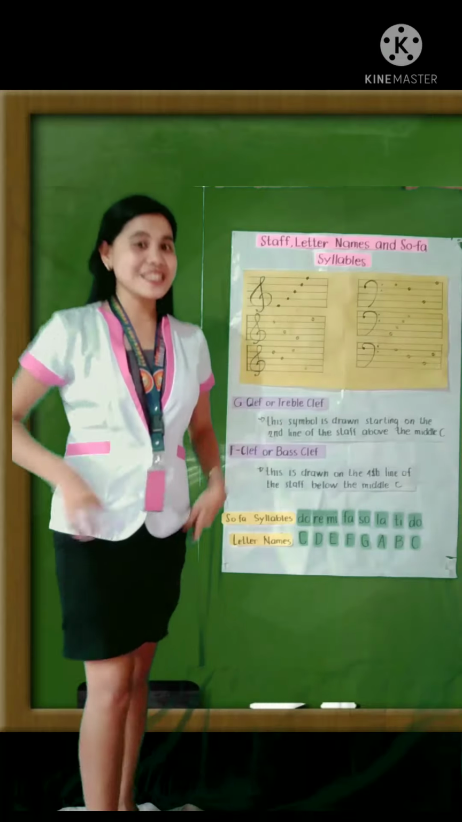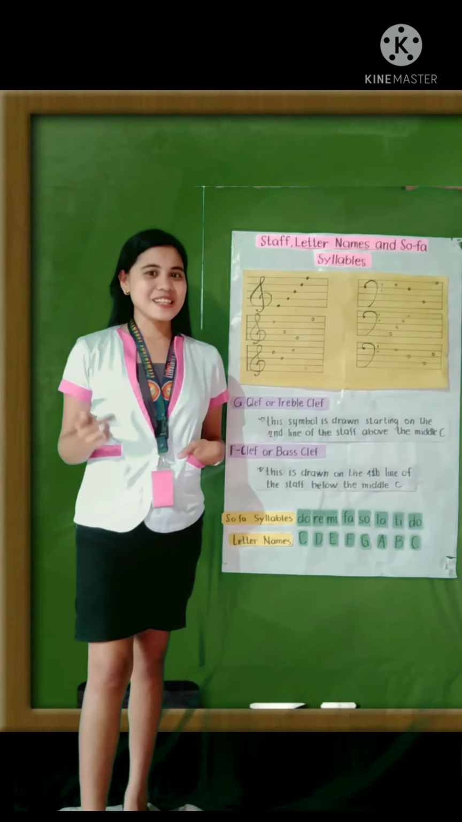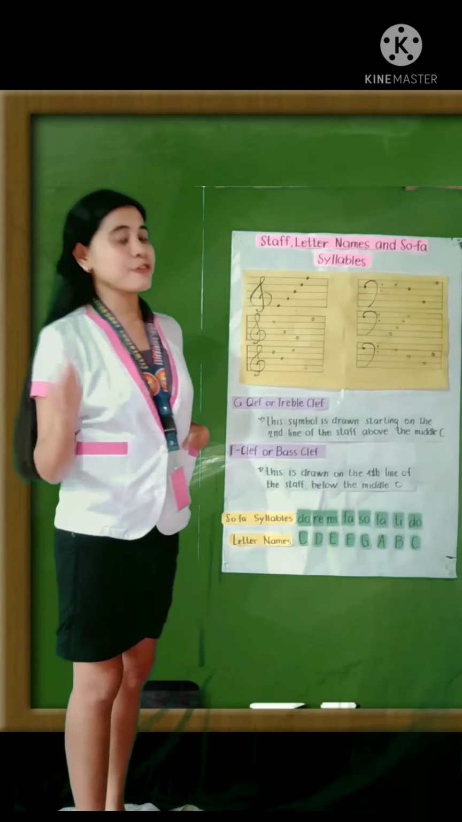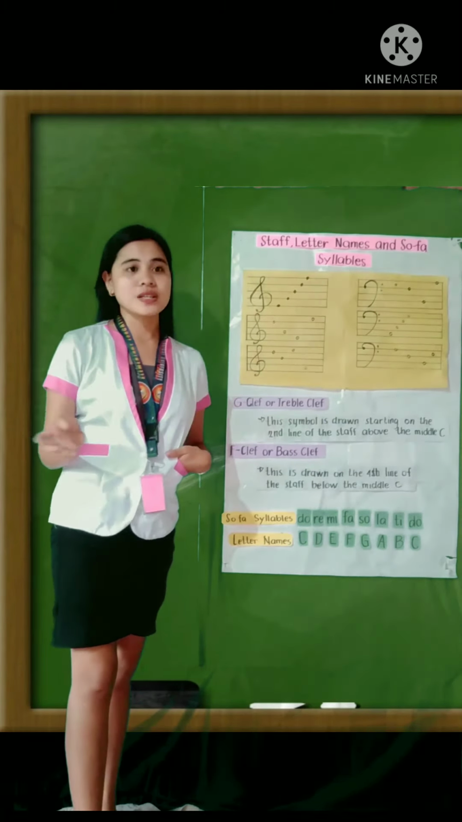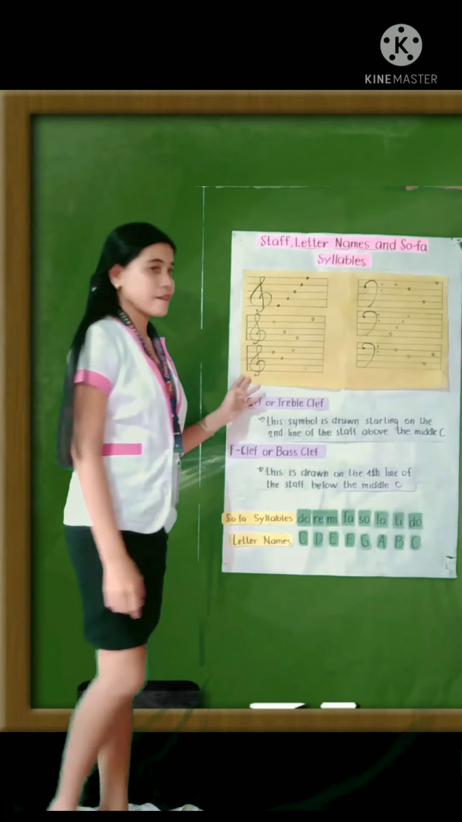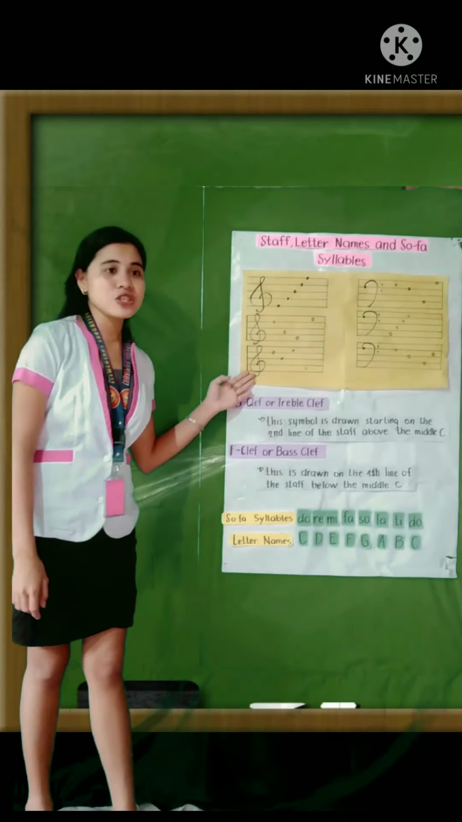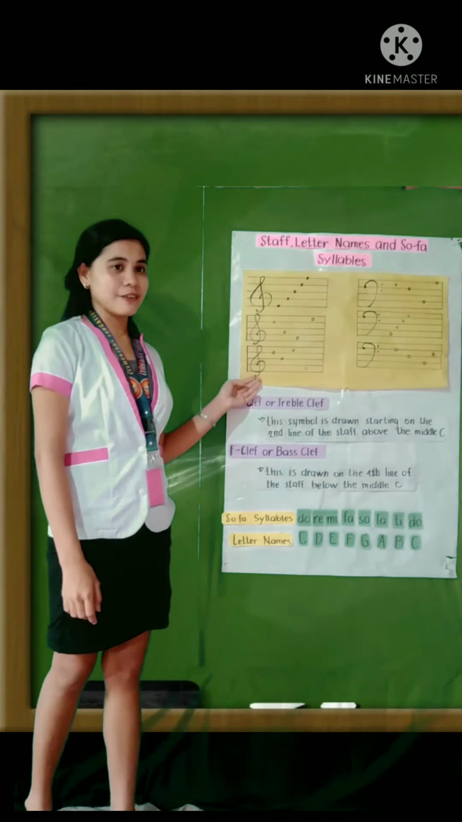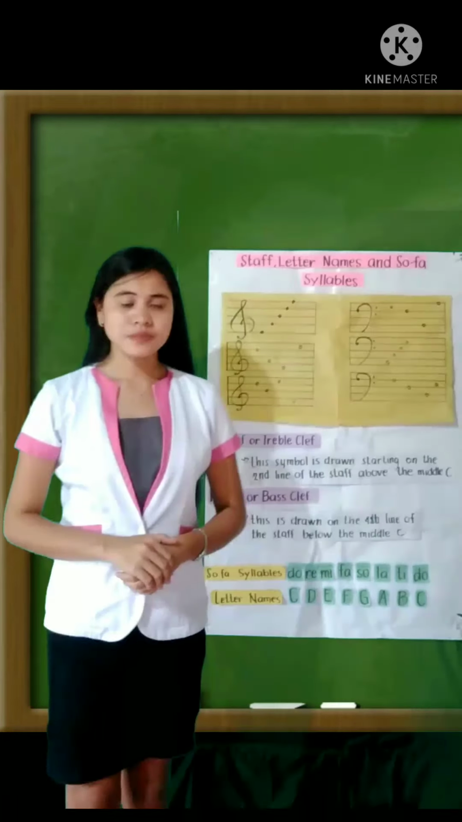So now, since you listened and understood my lesson, I will give you 5 minutes to answer what is on the board. There are 6 items in here. Identify the given pitch names in the given clef. You are given 5 minutes to answer that.